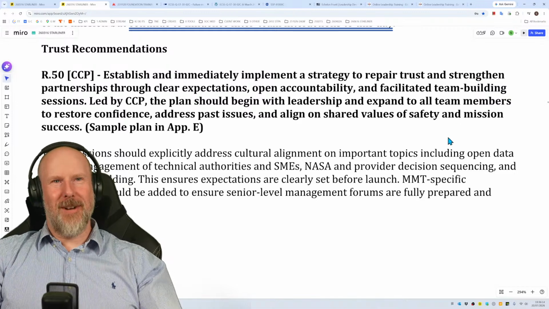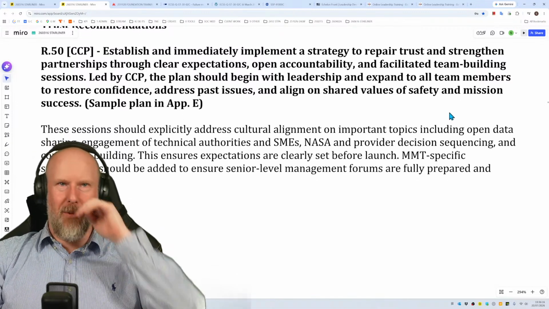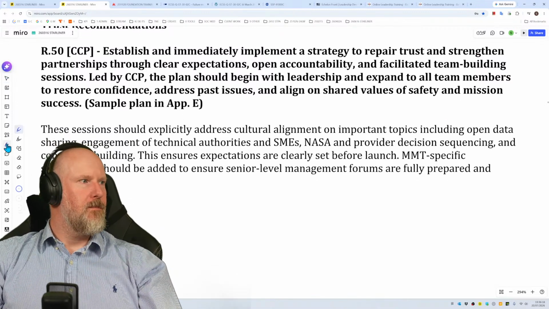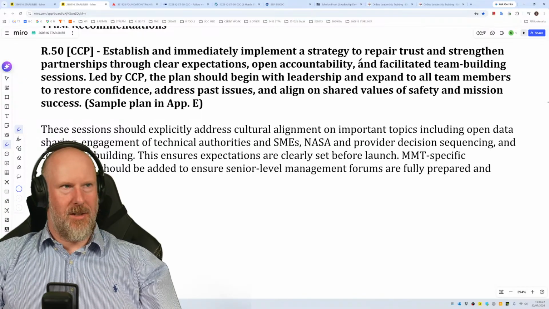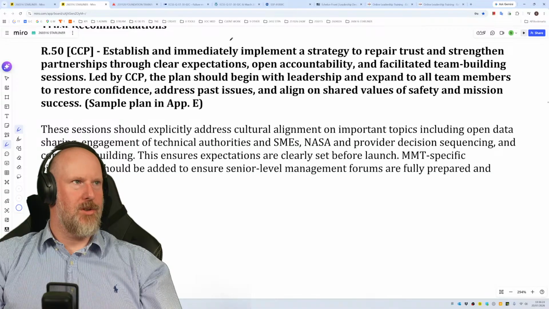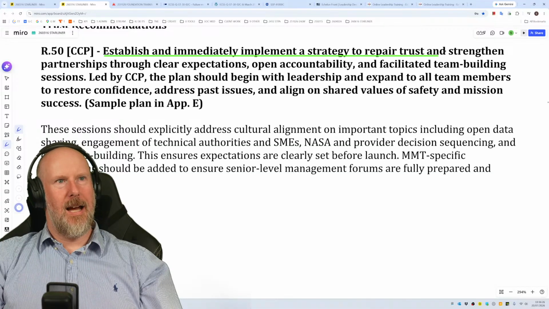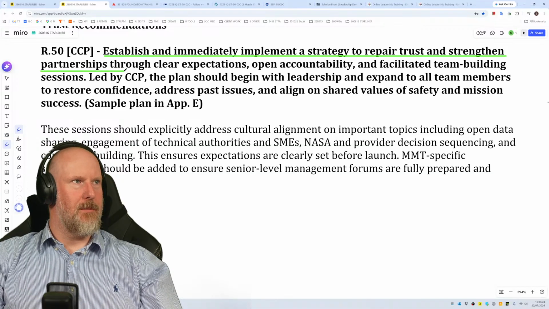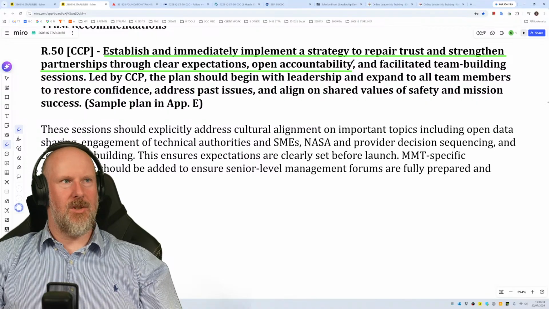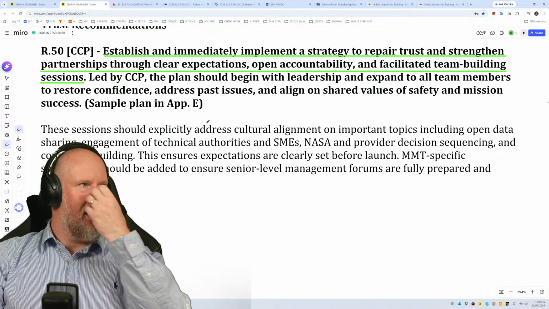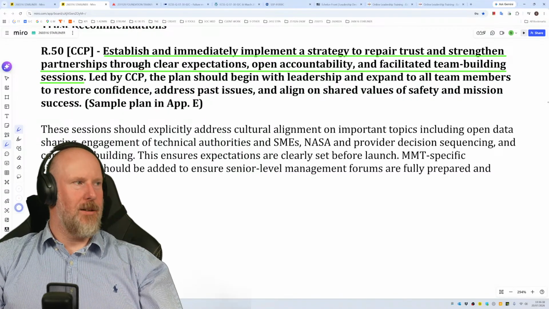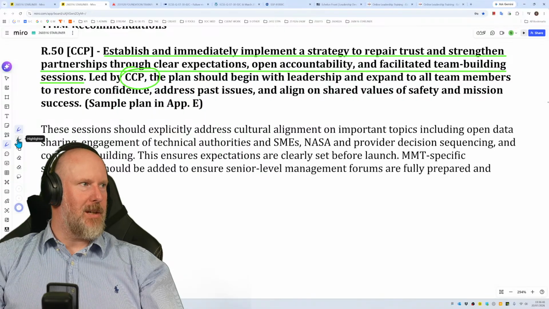Anyway, trust recommendations. Recommendation number 50. Establish and immediately implement a strategy to repair trust and strengthen partnerships through clear expectations, open accountability, and facilitated team building sessions. Led by CCP. I don't think it should be led by CCP.